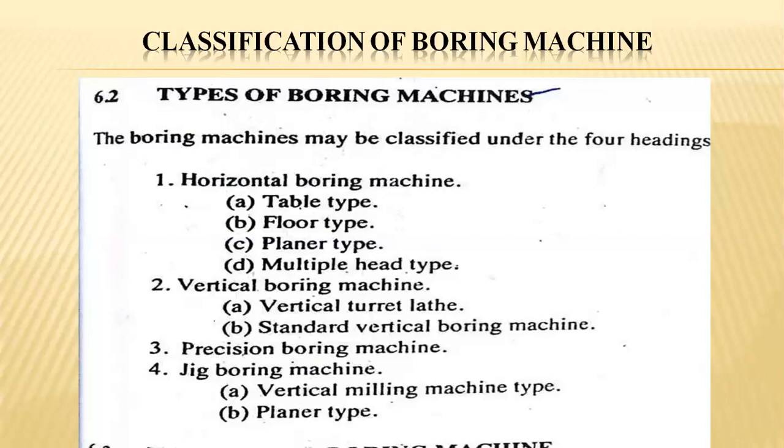Coming to this horizontal boring machine, it is again subclassified into 4 different categories. First one is the table type of boring machine. Second is the floor type of boring machine. Third one is the planer type of boring machine. Finally, the fourth one is the multiple head type of boring machine.